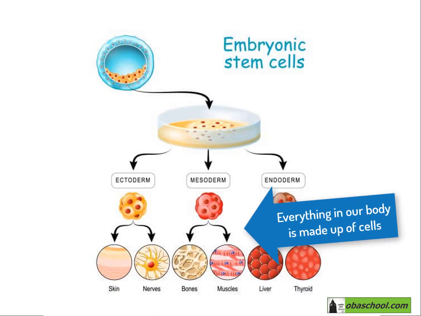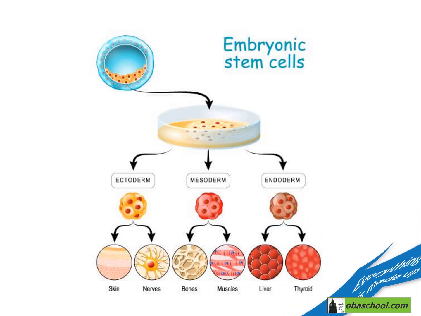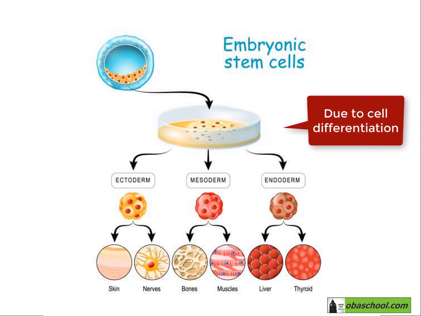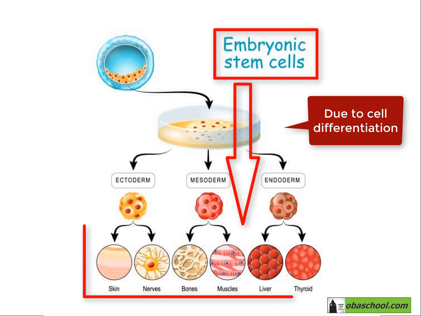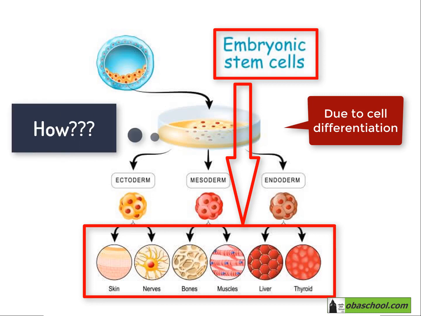Everything in our body, such as nails, hairs, organs, and even blood, is made up of cells. And it is by the process of cell differentiation that embryonic cells are changed to specialized cells. Now, the question is, how do these cells gain differentiation although all are made from the same gene?